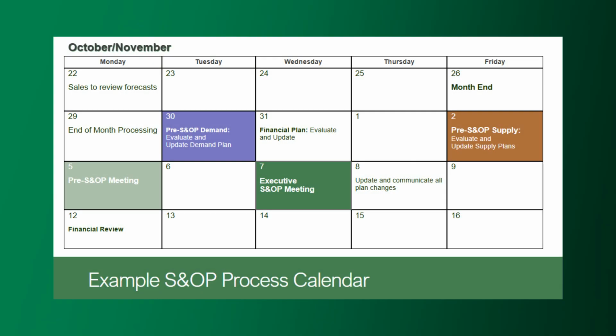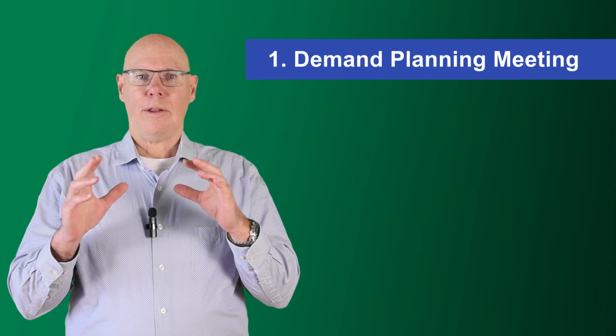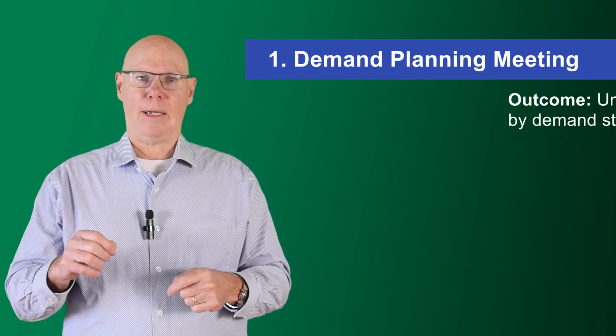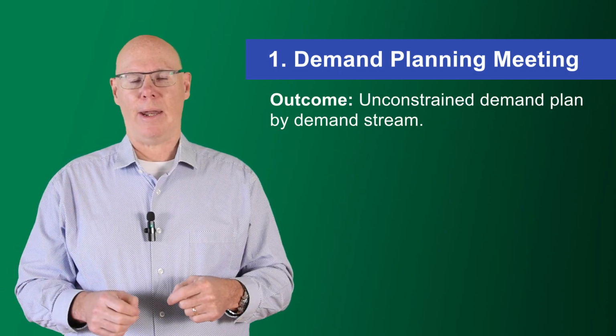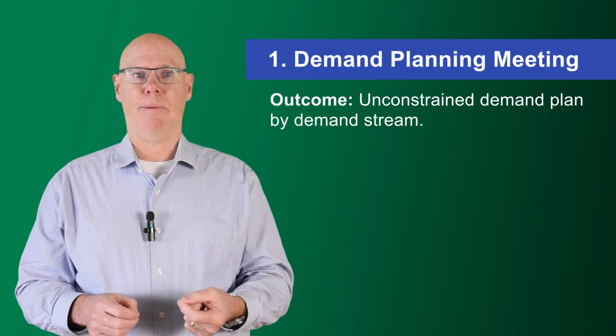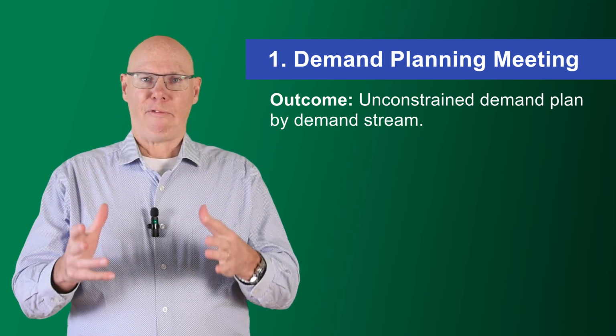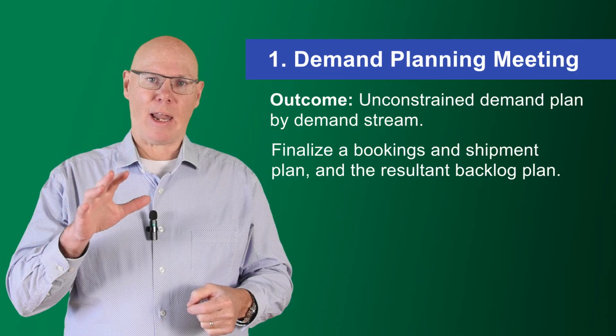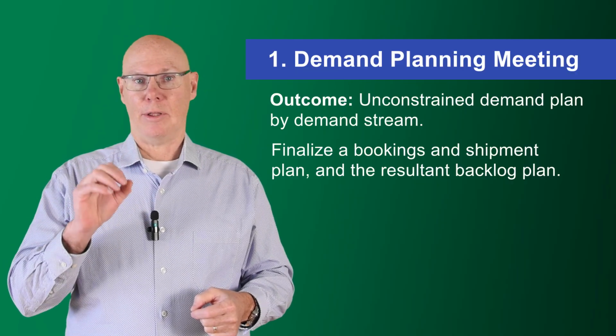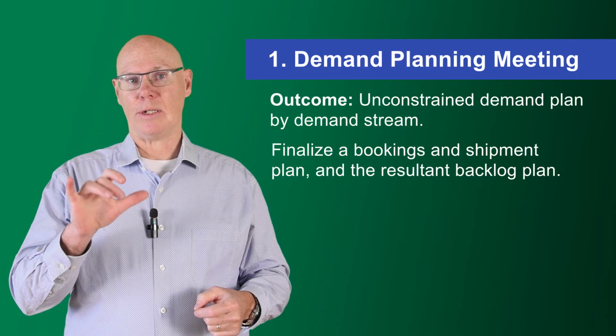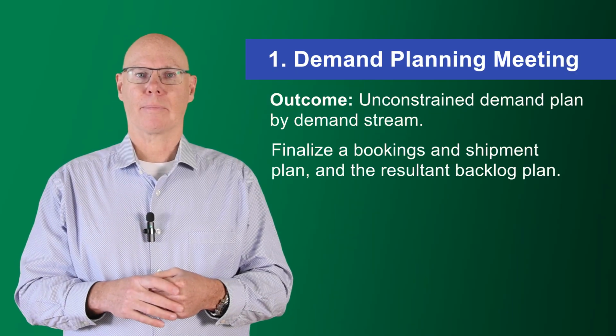The monthly cycle starts with a data snapshot at month end. Then it flows through 4 key meetings. The first meeting is the demand planning meeting. The outcome from this meeting is an unconstrained demand plan by demand stream. The focus should be on finalizing a bookings plan, the shipment plan, and the resultant backlog plan.